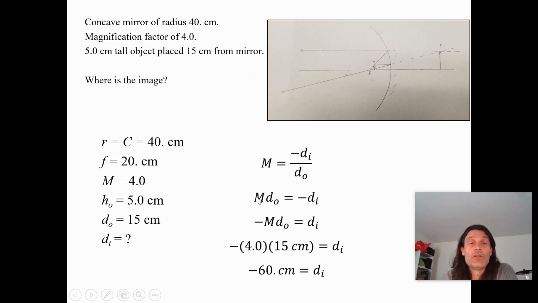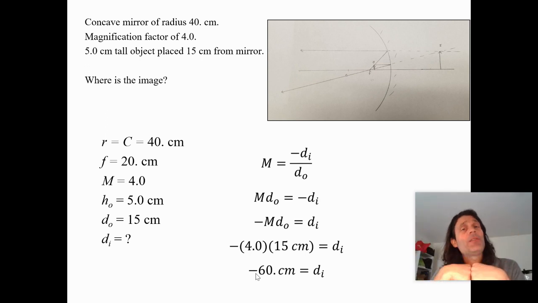A negative DI over DO. This is rearranging it because it wants to know where the image is. An image is a distance I, a DI. That's an image distance. So just rearrange it. Take the negative side over, and it's 4 times 15 is the DI. Now it has a negative sign in front of it.